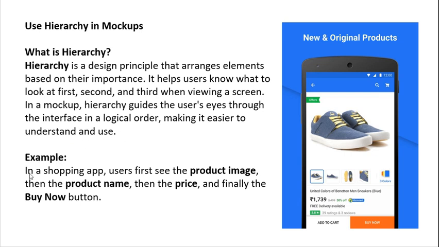For example, in a shopping application, the user first sees the product image, and then the product name, and then the price, and finally the buy now button is shown. This image shows that first is the product image, after that the product name and the price, and last the buy now button is shown.